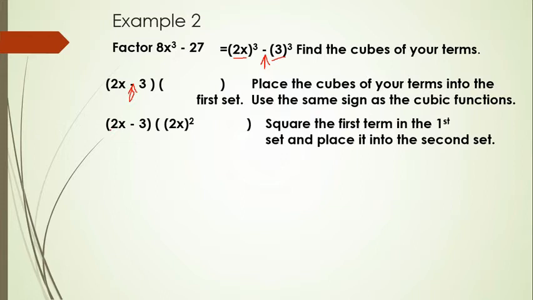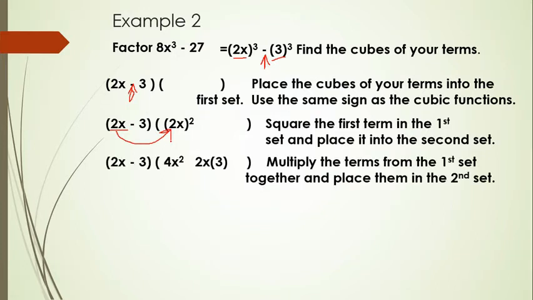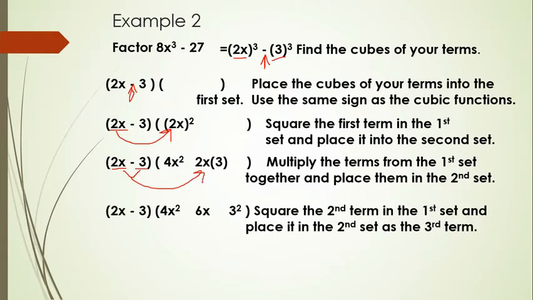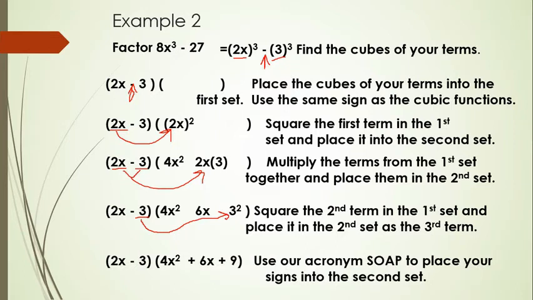Next, you're going to square the first term of the binomial and place it into the second set as the first term. Then you're going to multiply your binomial terms together, and they become the second term in the second set. Last, you square the second term of the first set, and you place it into the second set as the third term. Then last, we use our acronym SOAP: same, opposite, always positive.